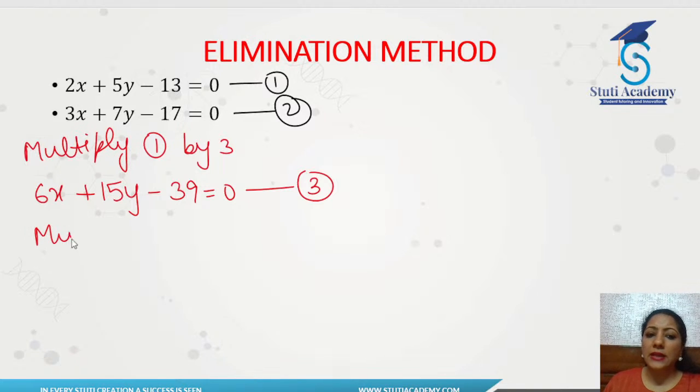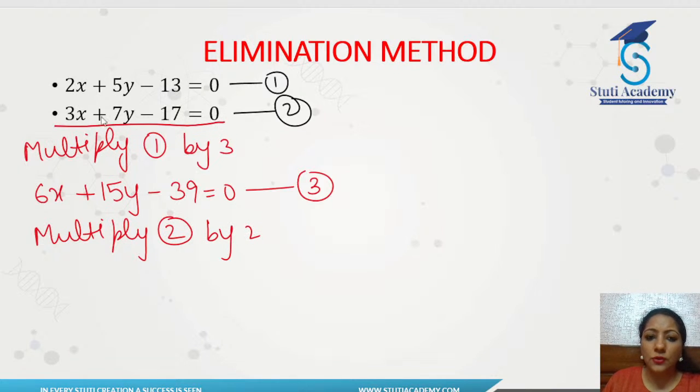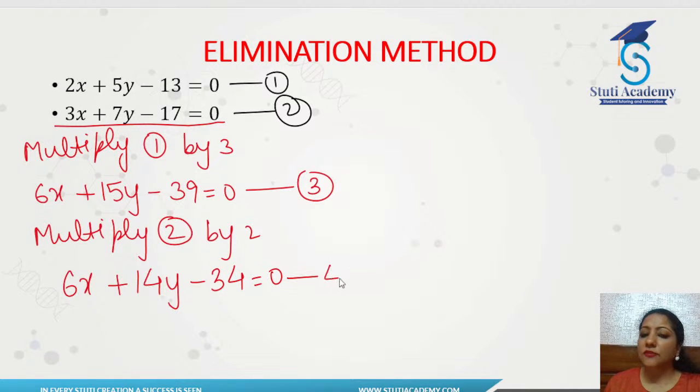In the same way, I'll take this second equation, I'll multiply it by 2. This one I'll multiply by 2 so that I get 6x here. So, I'll get 6x plus 14y minus 34 is equal to 0. That's the fourth equation which I've got from the second one. Now, instead of equation 1 and 2, I'll be dealing with equation 3 and 4.